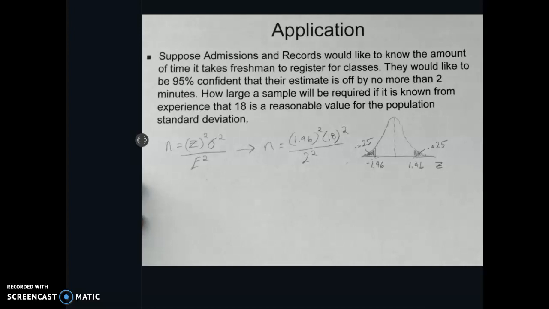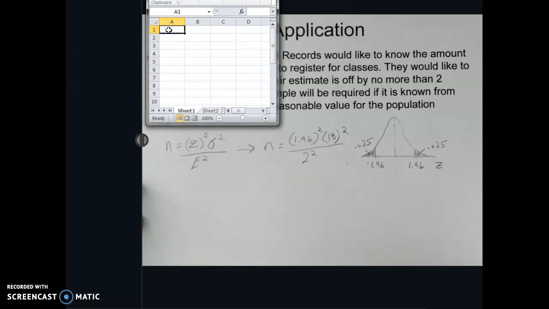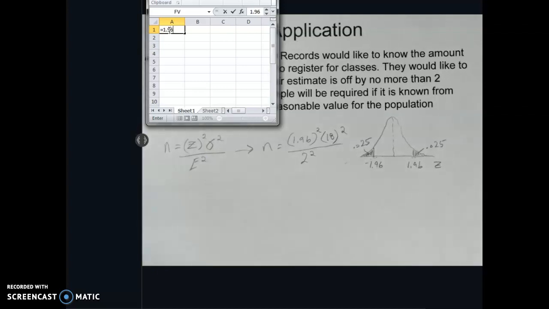Now, once you have that, we can go into Excel and just use it as a calculator. Right? Let's see, we need to calculate the numerator. So we put equals 1.96, and we can square that. So squared, and then we're going to multiply that by 18 squared, and then we're going to divide that by 2 squared.